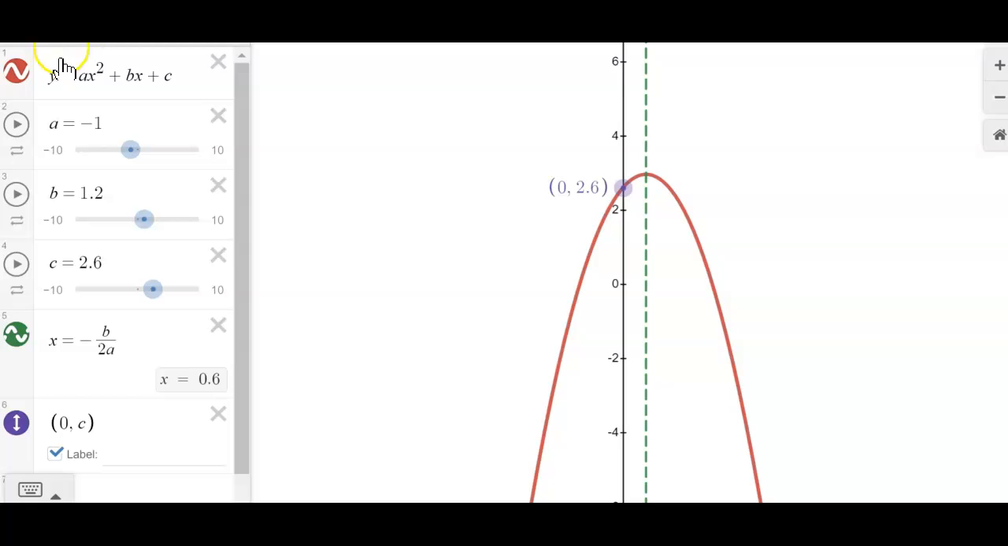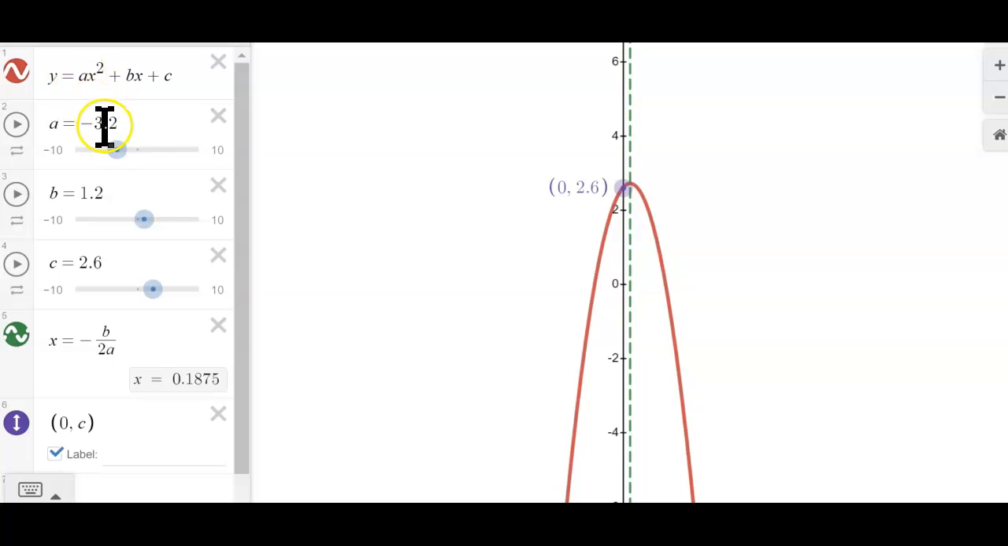So here I want you to pay close attention. Right here is the function, and what I did was I put in sliders. Now what that means is this a here is -1. So if I move it, now this a here is -3.2. So it's just a real quick way to change these numbers just to see what would happen. I want you to pay really close attention to the c value. So right here is the c value, 2.6. I've labeled the y-intercept so that you can always see what the y-intercept is. It's (0, 2.6). The x-coordinate has to be 0 in order for it to intersect up here.